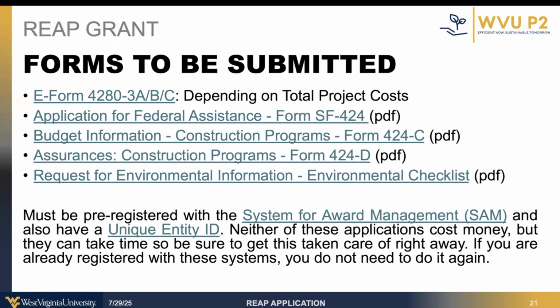You will also need to submit the SF 424, which is the standard federal assistance application form. Form 424C, which outlines your project's budget. Form 424D, which confirms that your project complies with federal construction standards. And the environmental checklist, which helps USDA assess the environmental impact of your project. All of these forms are available online as PDFs.